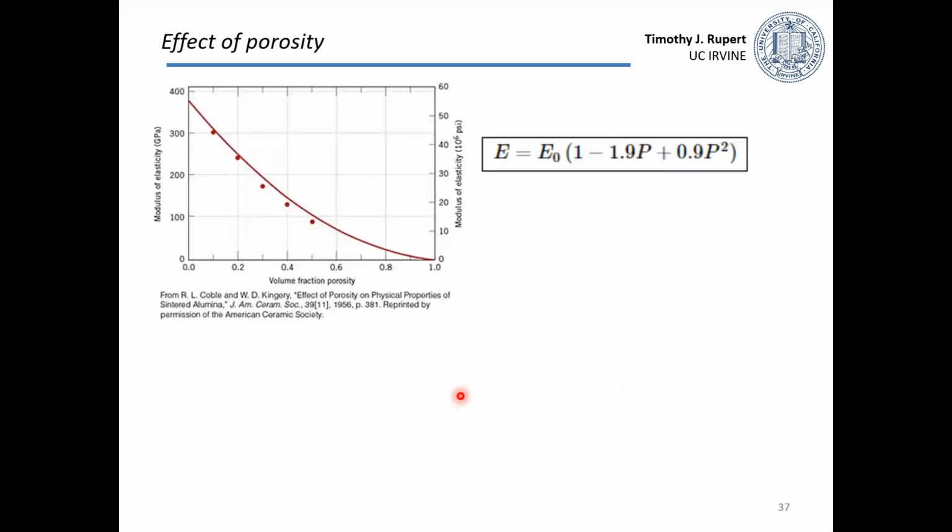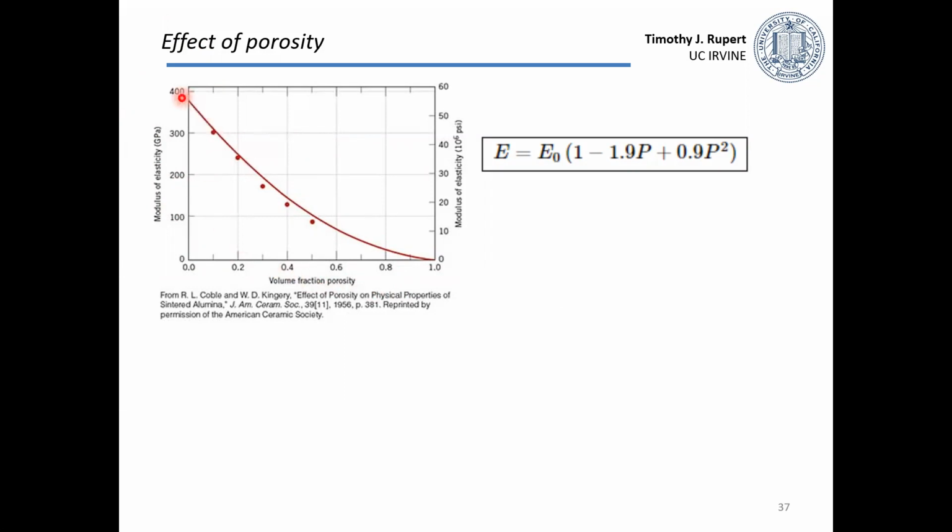Because these materials are brittle, they're also very sensitive to things like porosity. If you think about it, if I have a pore, I'm missing material, so it's a big void. That's a place where I don't have those atomic bonds that can hold the stress.